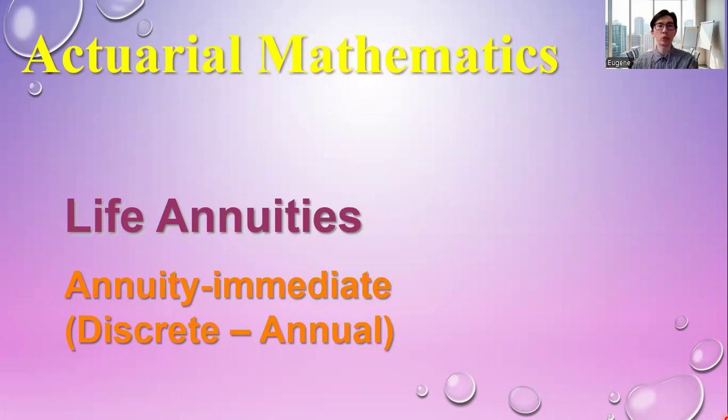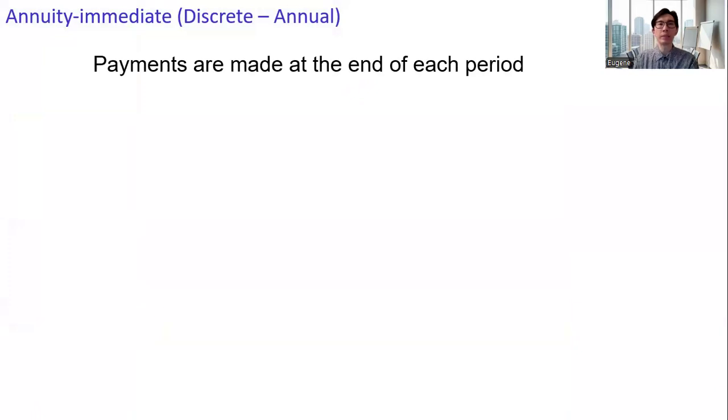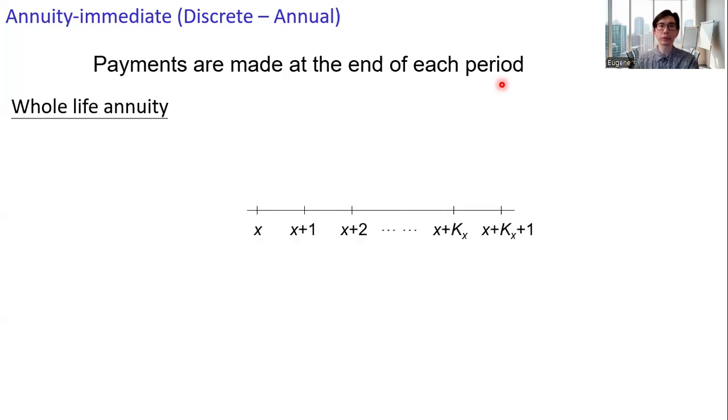Hello everyone. In this video, we cover life annuity immediate. For life annuity immediate, the payments are made at the end of each period. Consider the whole life annuity immediate. Let's get back to the whole life annuity due first.